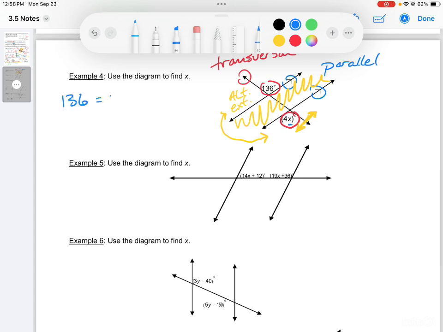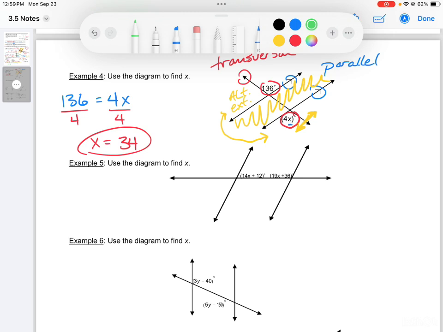So I know that 136 equals 4x. And so just to find x, I'm going to divide each side by 4. And 136 divided by 4 is 34. So that is my unknown value.